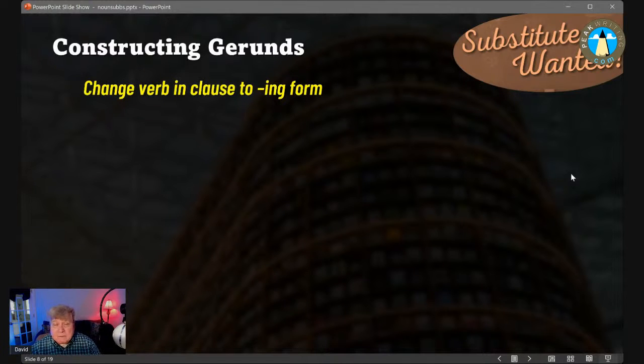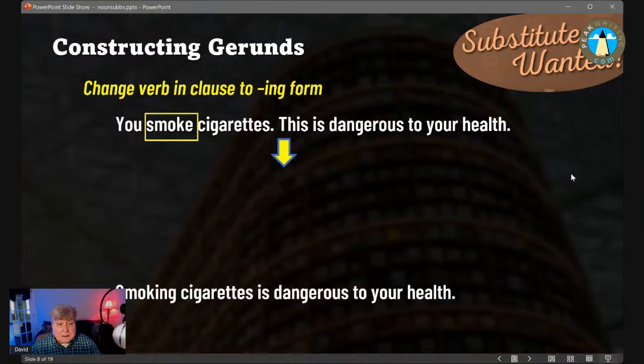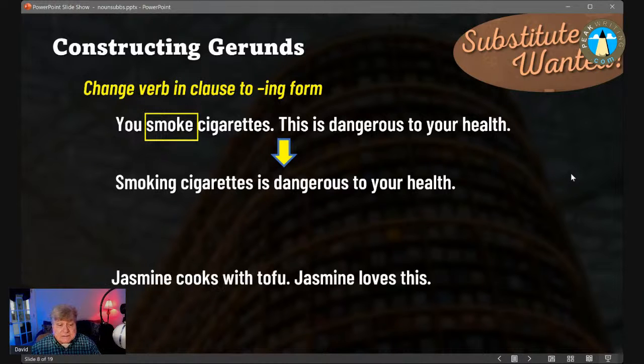Okay, we have reviewed this slightly. Let's go ahead and make sure we get it down pat. To create a gerund, you change a finite verb to its ing form. You smoke cigarettes. This is dangerous to your health. Change that finite verb to its ing form. Smoking cigarettes is dangerous to your health. That is a gerund, or gerund phrase in this case, which serves as the subject of this sentence.